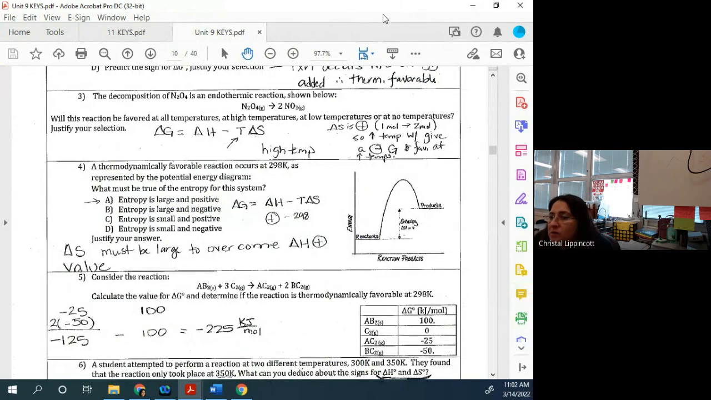Tomorrow, we are going to start in and we're going to learn how batteries work. So that's what's coming up tomorrow, is how batteries work.